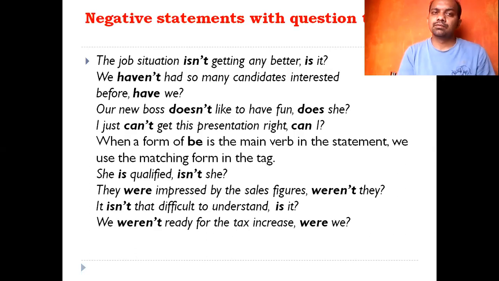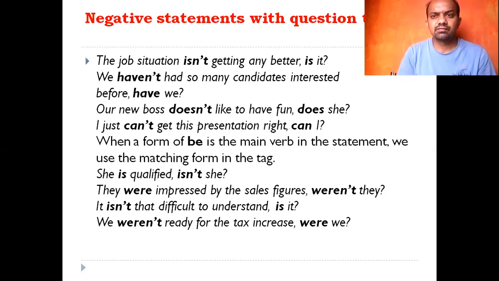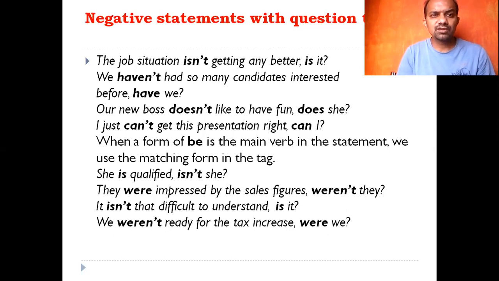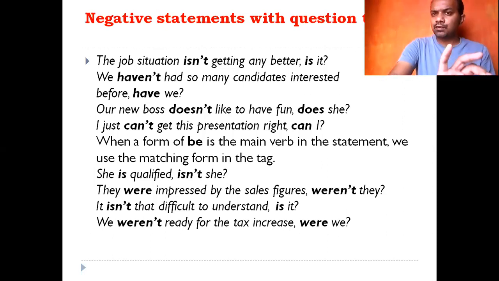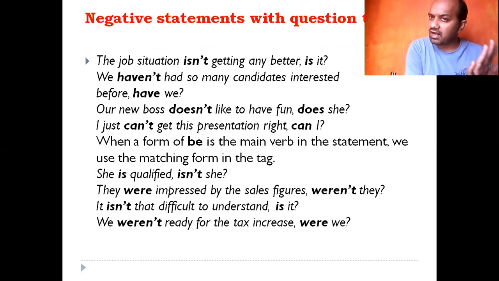Okay? So, the statements we have seen are all positive statements. So we made question tags with a negative question tags. Let us see negative statements and add question tags to them. The job situation isn't getting any better. The job situation isn't. Auxiliary verb isn't. I told you, you have to use the same auxiliary verb. Isn't, is it? Isn't, negative statement. Is it, positive question tag.